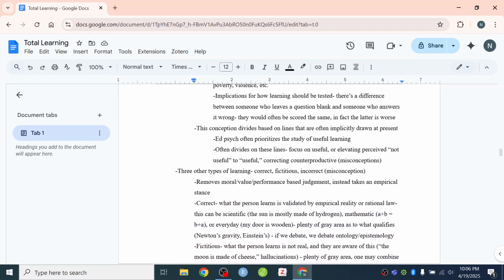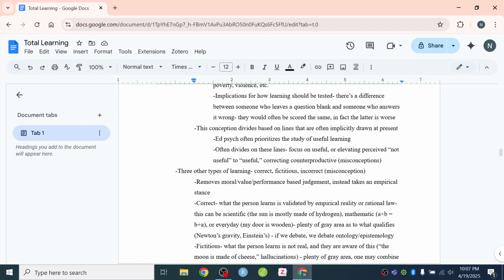Correct learning is when what the person learns is validated by empirical reality or rational law. This can be correct scientifically. The sun is mostly made of hydrogen would be a correct thing to learn, empirically validated. It could be mathematic, A plus B equals B plus A. That would be rational law. That's correct. Of course, you can debate that, but let's accept that as being correct. Or it could be everyday learning, which is validated by that everyday empiricism, which we practice as we walk around the world. My door is made of wood.